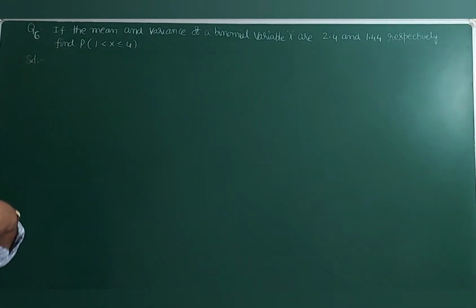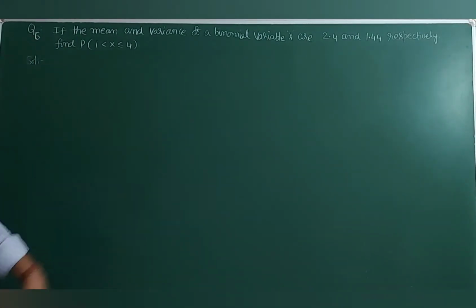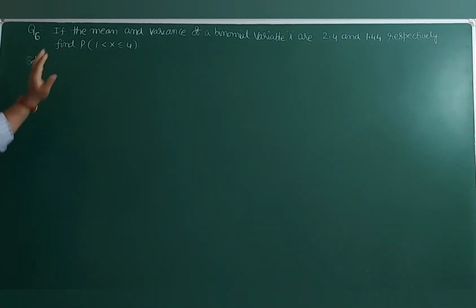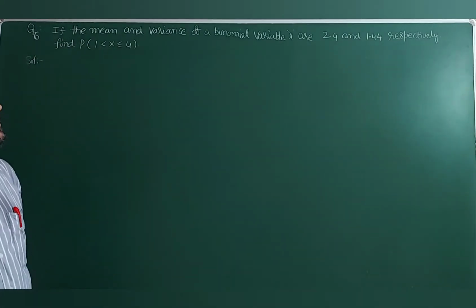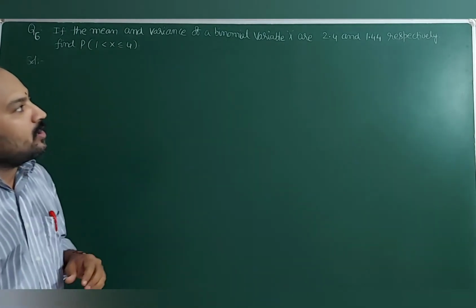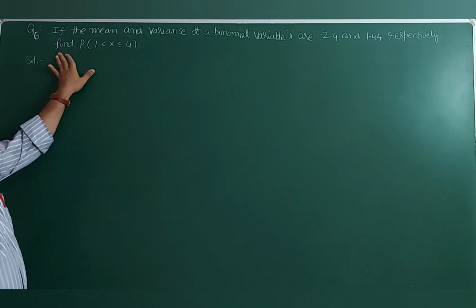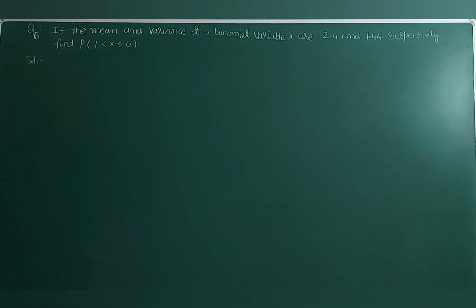The next question, question number 6, is very important for 7 marks. If the mean and variance of a binomial variable X are 2.4 and 1.44 respectively, find P of 1 less than X less than or equal to 4.